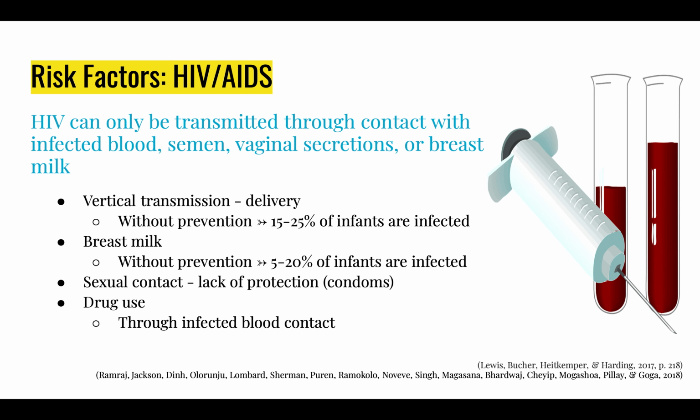Likewise, without appropriate prevention, if the child is being breastfed, there is a 5 to 20% chance that the infant becomes infected. As for older pediatric patients, teenagers and adolescents are more likely to become infected through sexual activity due to the lack of use of condoms, and drug use, in which they may come in contact with infected blood products when using needles. These are two things that we are going to be discussing in more depth later in this presentation.